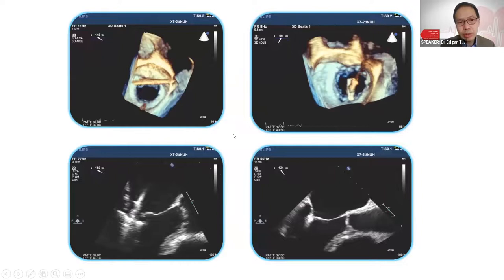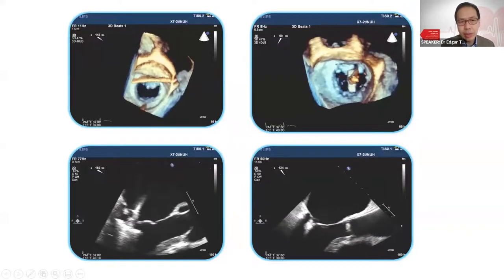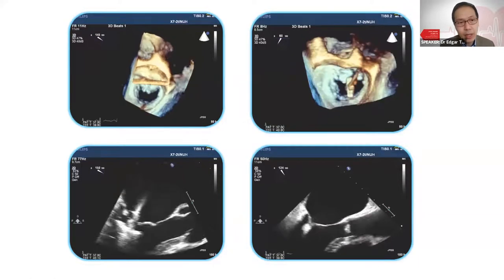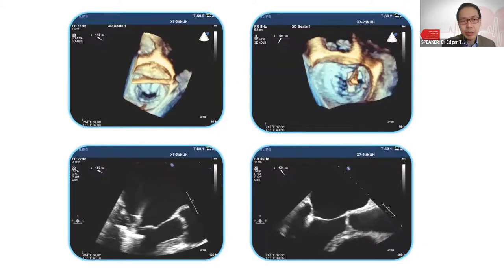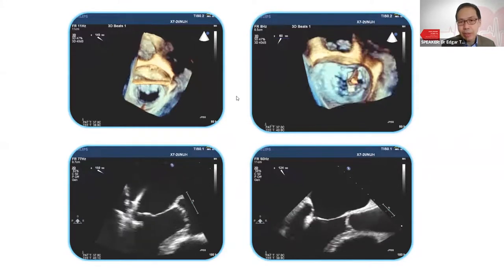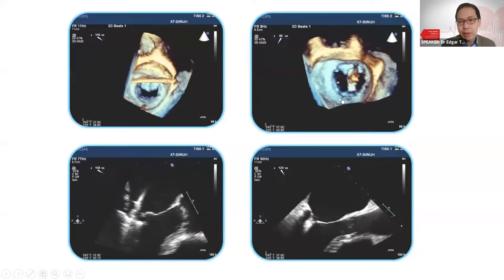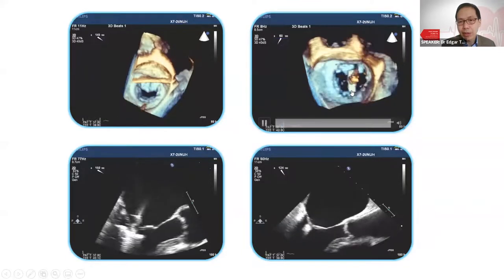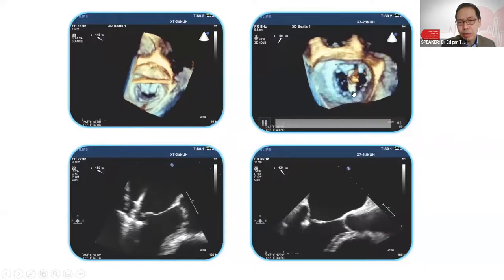So the real pictures obviously will not look so much like an animation, but it is quite close though. This is the three-dimensional echocardiogram that we utilize nowadays to see the clip as well as the mitral valve in a real-life patient. This is actually us doing the procedure.